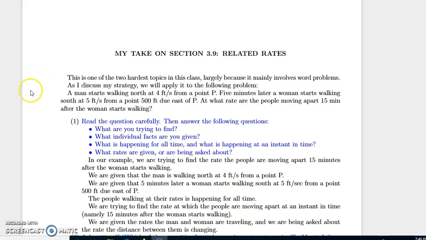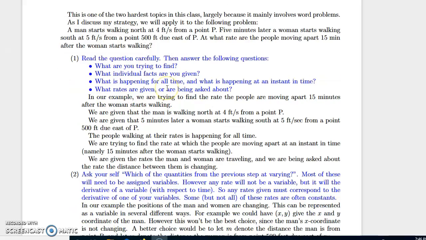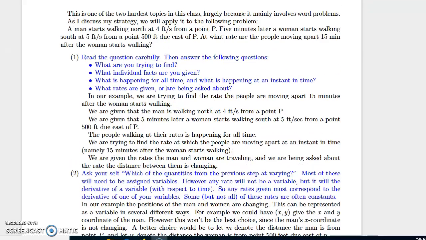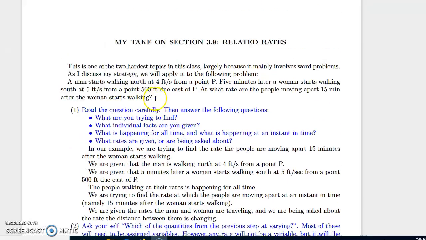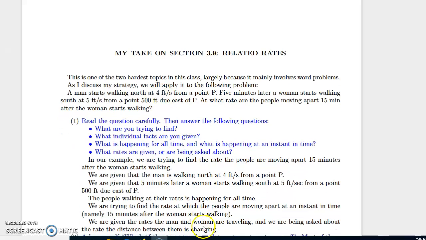So, as I was saying, in the PDF I have for my take on section 3.9, I put the steps that I suggest you follow in blue. And then everything else on this PDF is how you apply those steps to solve an actual problem. So, we're going to consider the following problem. A man starts walking north at 4 feet per second from a point P. 5 minutes later, a woman starts walking south at 5 feet per second from a point 500 feet due east of P. At what rate are the people moving apart 15 minutes after the woman starts walking?